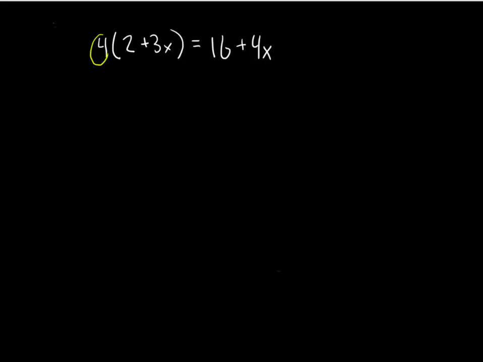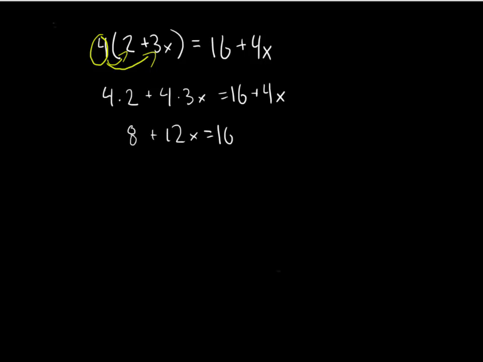To handle the parentheses, we take the 4 and multiply it by both things inside. So we could rewrite this as 4 times 2 plus 4 times 3x equals 16 plus 4x. 4 times 2 is 8, plus 4 times 3 is 12x, equals 16 plus 4x. And now we could solve just as before.